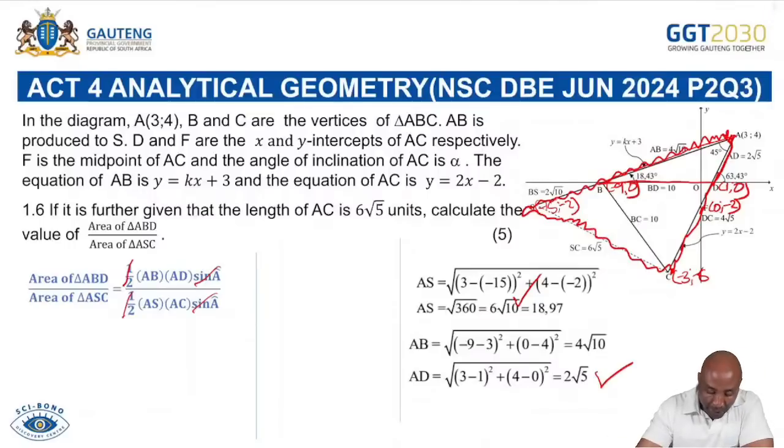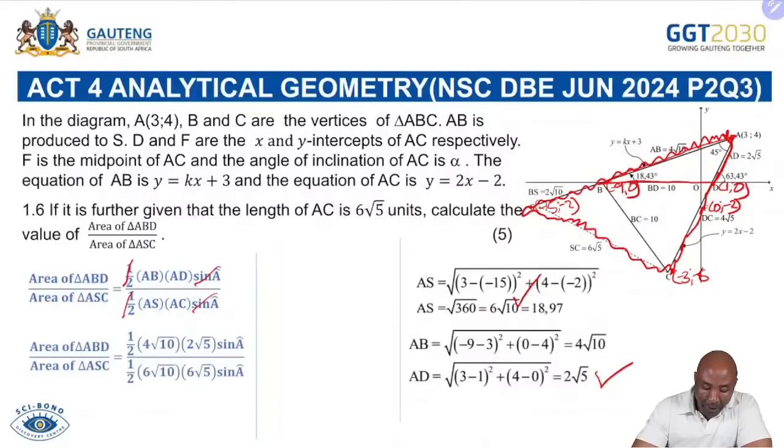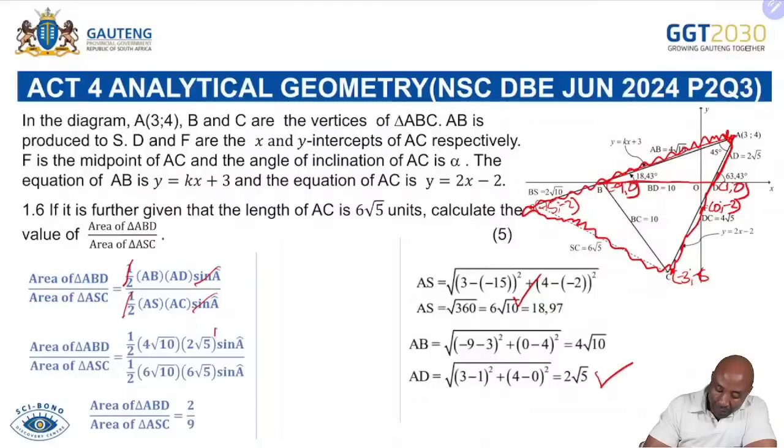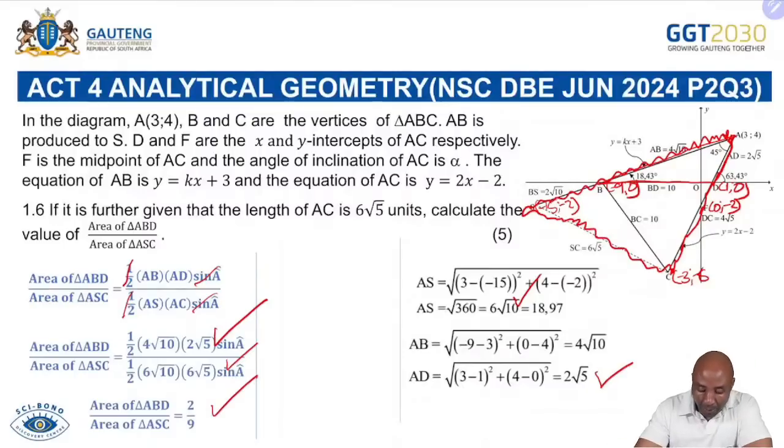So our area will be given by that, and we should be able to get our answer as 2 over 9. So by substitution, and we get our simplification to give us our answer as 2 over 9 there. So please, anything with a diagram, the answer should be in front of you. Use your diagram effectively and use the analytical methods. You will be able to see that it's doable.